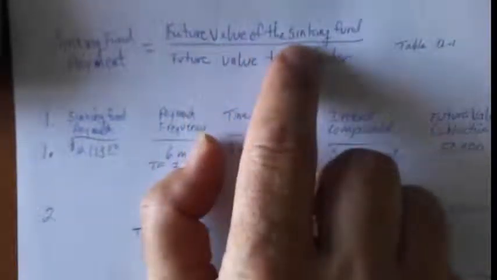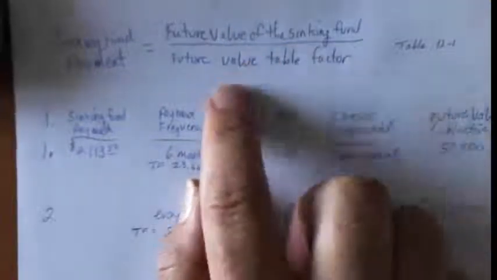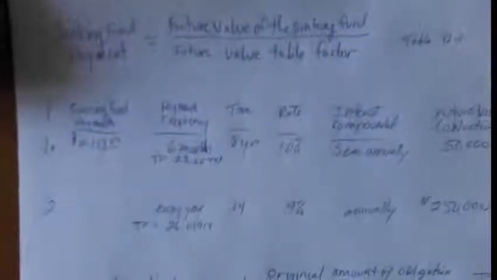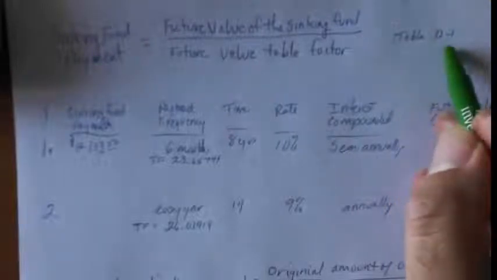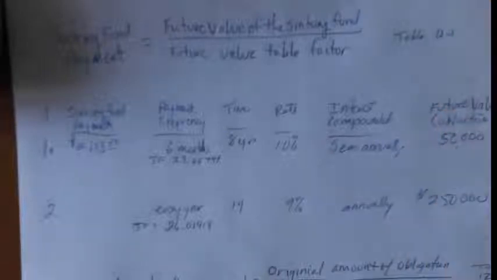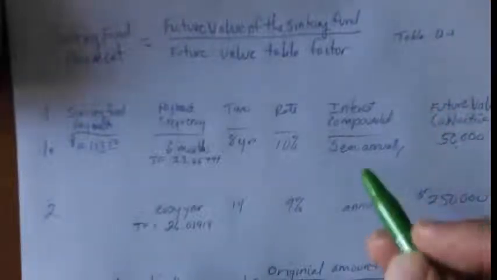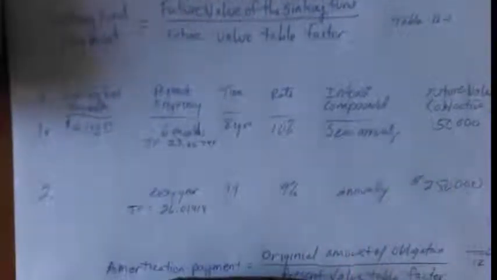Future value of the sinking fund over the future value table factor. So we've been figuring the table factors exactly the same way. Now for sinking funds, you probably need to put this in your notes: you use table 12.1. Okay, 12.1 for a sinking fund. So in order to get these values, we're looking up the table factor exactly the same way that we have been before.